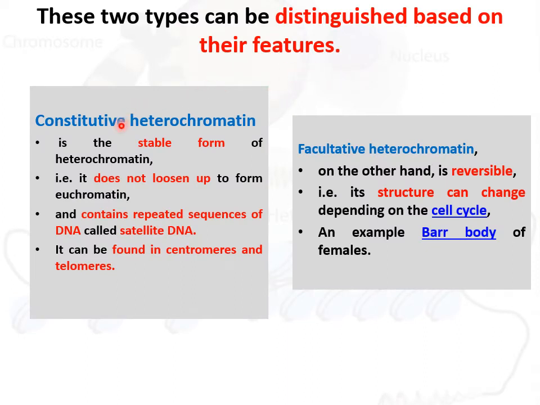Let us look into constitutive heterochromatin. They are the stable form of heterochromatin which do not loosen up to form euchromatin-like structures. They contain repeated sequences of DNA which are called satellite DNA, and they are found in centromeres and telomeres of chromosomes. Whereas the facultative heterochromatin is a reversible form. They can change the structure depending on the cell cycle, and the best example is the Barr bodies of females.